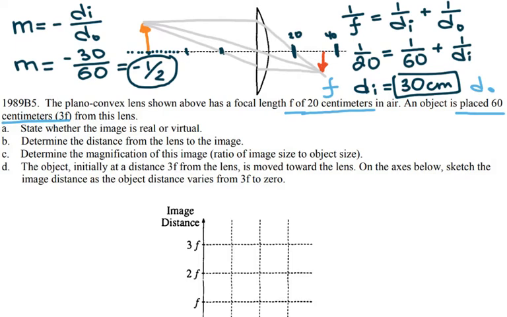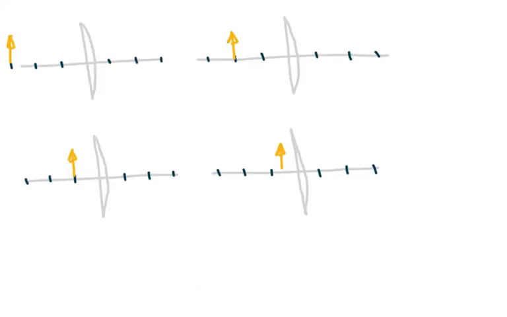And then for the next question, they say the object initially at the distance 3f from the lens is moved toward the lens. And on the axis below, sketch the image distance as the object distance varies from 3f to 0. And here I want to go over this quickly before I start drawing the graph. I want to look at the ray diagram and see where my image is going to appear.